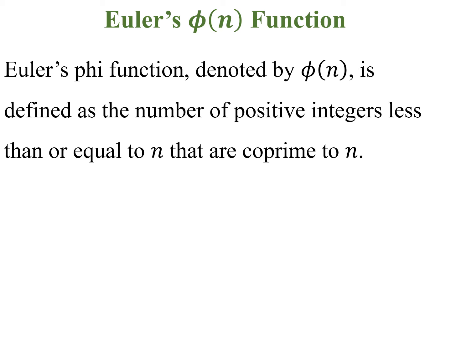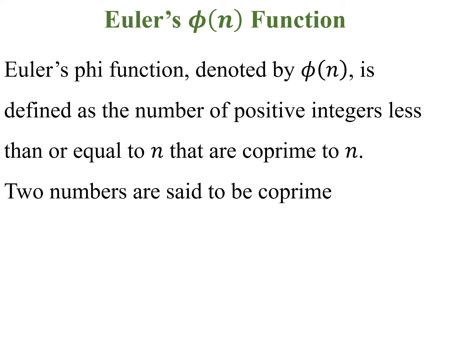Any two integers are said to be co-prime if their GCD is 1. So here we have to just count the positive integers which are less than or equal to n and relatively prime to n, or co-prime to n, or whose GCD with n is 1.